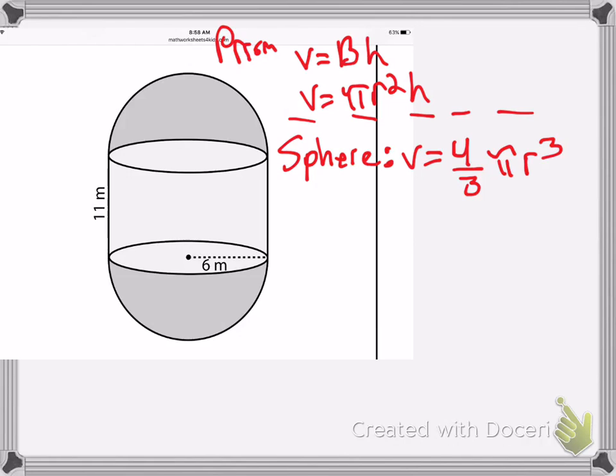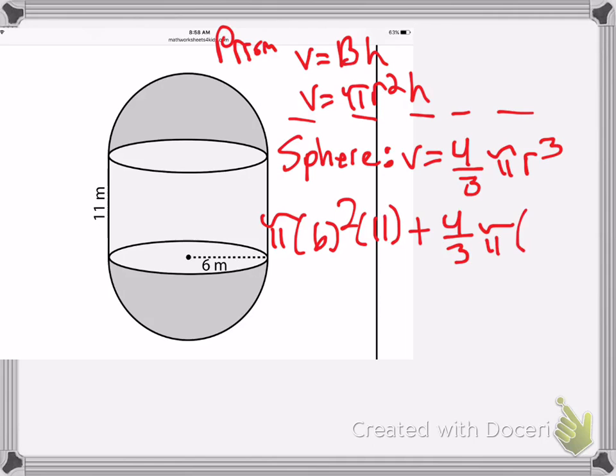Now, if I was going to find this, I would use my formulas. I plug in my values. For my prism, I have radius squared times the height. So I'm going to have pi 6 squared, which is the radius, times the height, which is 11, plus 4/3 pi 6 cubed.